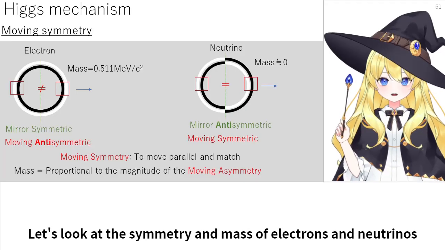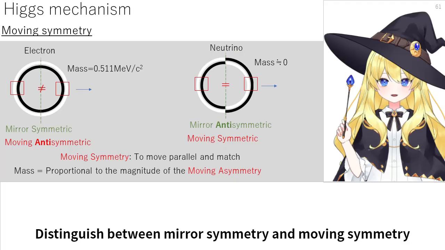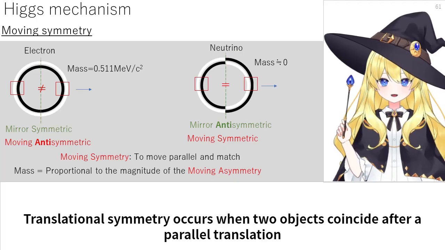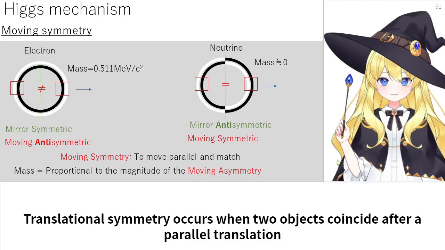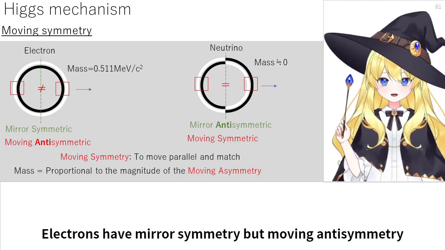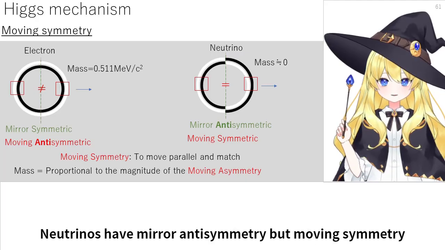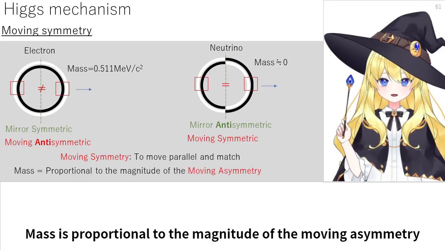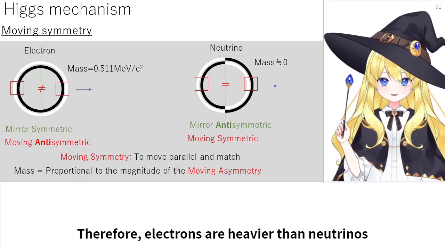Let's look at the symmetry and mass of electrons and neutrinos. Distinguish between mirror symmetry and moving symmetry. Translational symmetry occurs when two objects coincide after a parallel translation. Electrons have mirror symmetry but moving antisymmetry. Neutrinos have mirror antisymmetry but moving symmetry. Mass is proportional to the magnitude of the moving asymmetry. Therefore, electrons are heavier than neutrinos.